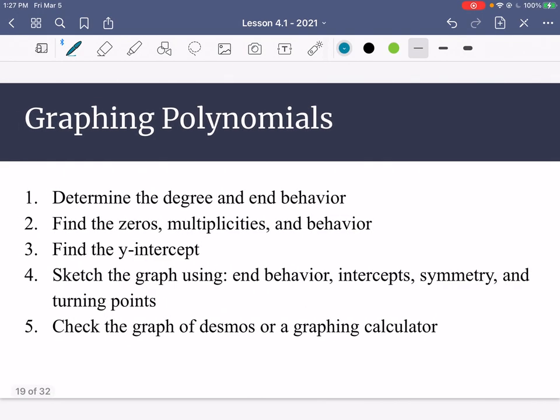The first step is we're going to determine the degree and end behavior, so use the leading coefficient test to determine what direction the ends are going to face and all of that. Then we find the zeros, their multiplicities, and the behavior like we just did. And then to get an extra point, we're going to find the y-intercept. Then once we have all that information, we can actually sketch the graph, and we call it a sketch just because we're not picking other specific points. So it's going to include the end behavior, the intercepts, and we can use symmetry and turning points to help us as well. And then last but not least, we can check the graph on Desmos or a graphing calculator.